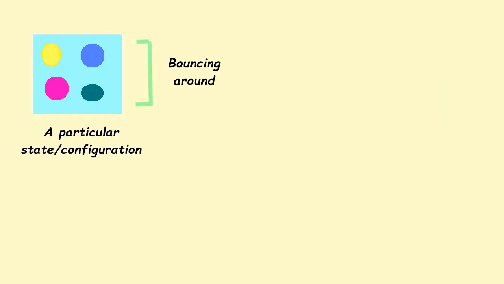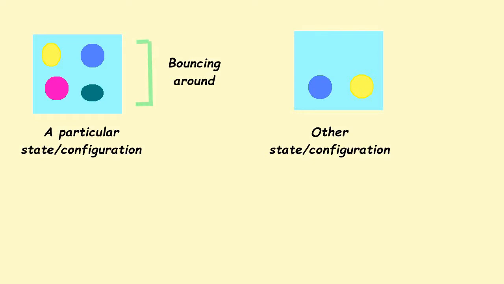So what do I mean by states of the system? If I have a container, and if I have 4 molecules that are bouncing around, well, this would be a particular state, a particular configuration. But the molecules bouncing around could take on other configurations. Maybe the yellow molecule is over here, the blue molecule over here. Maybe the pink molecule is now over here, and now the green molecule is over here. And so, a system can take on a bunch of different states. Each of these is a particular state for the system.